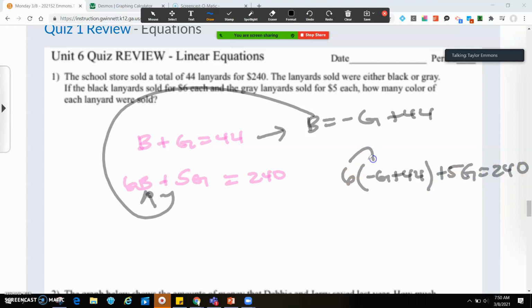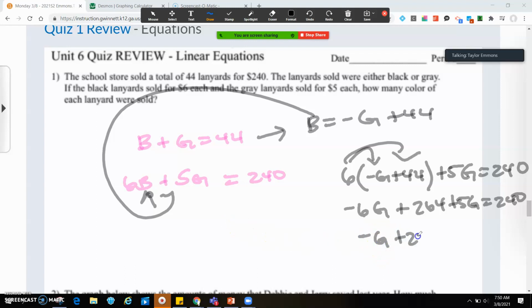And so that's going to give me 6 times negative G plus 44 plus 5G equals 240. Now I'm going to distribute that 6 and actually solve this out. So this will give me negative 6G plus 6 times 44 is going to give me 264, plus 5G equals 240. So I've got negative 6G plus 5G is negative G plus 264 equals 240.